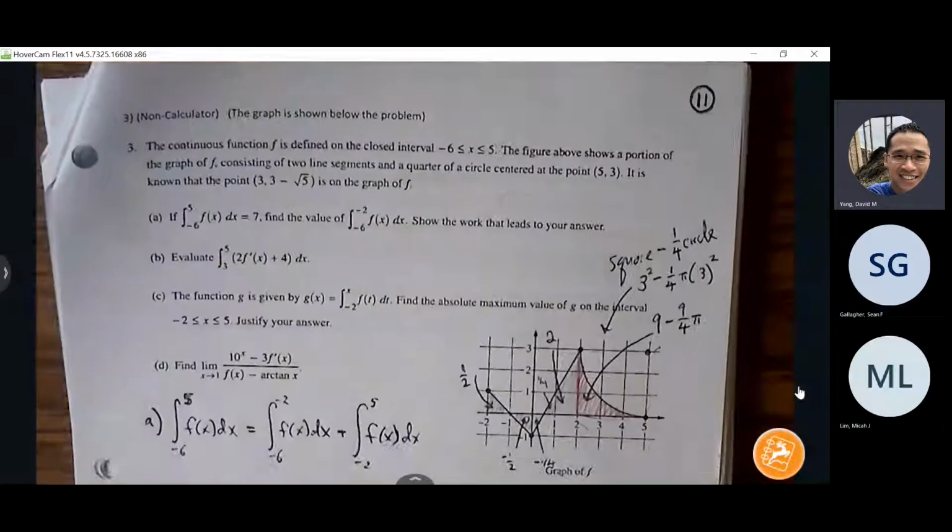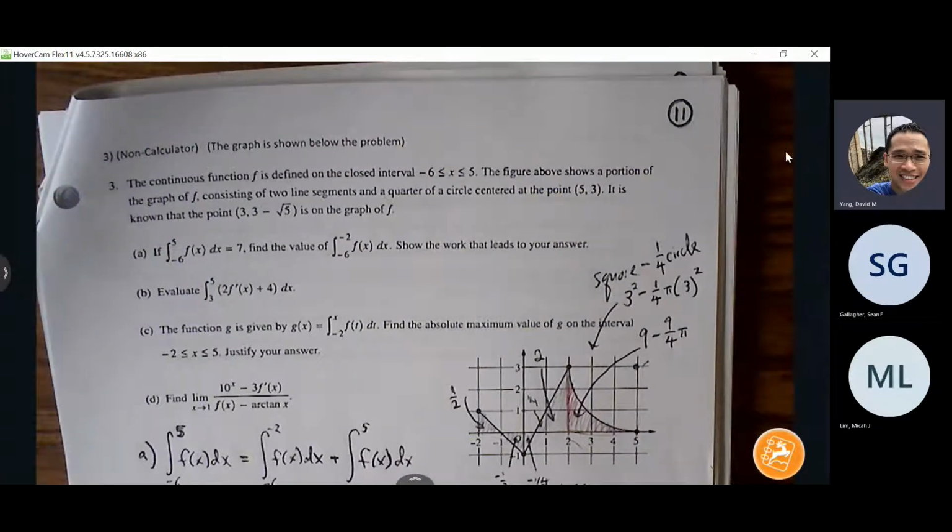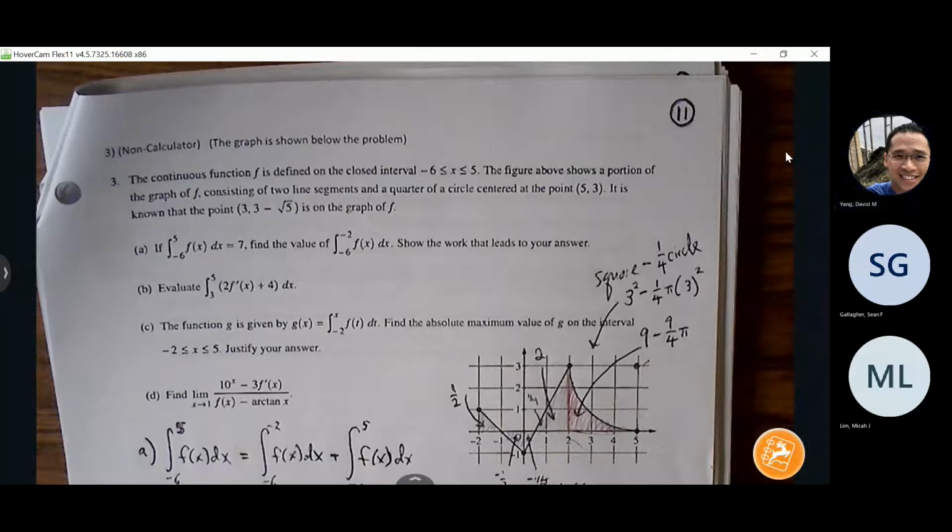All right, we're picking up where we left off. This is number 3 for 2019 FRQ, page 11.